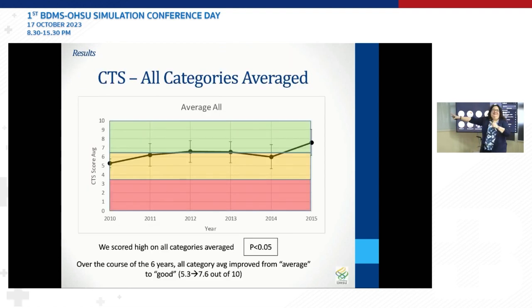So this is my own graph. I couldn't figure out how to graph it better. But poor, average, and good. And so I think you can see back in 2010, a lot of our clinical teamwork was average at best. And then over time, I think you can see that we actually made it up into the good category. Over the course of 6 years, all the category averages went up from average to good.